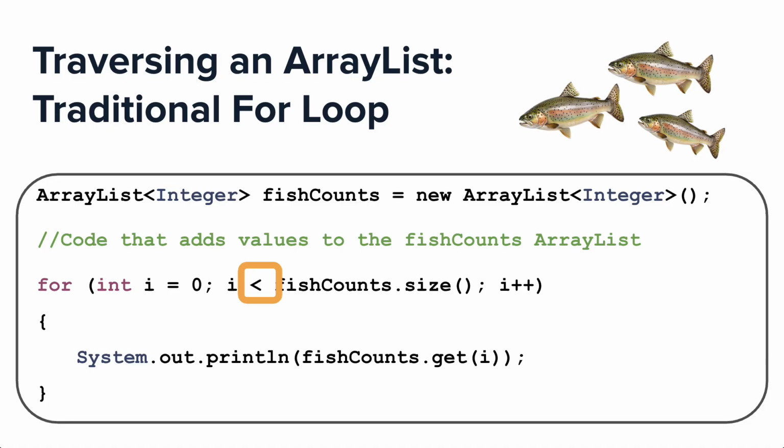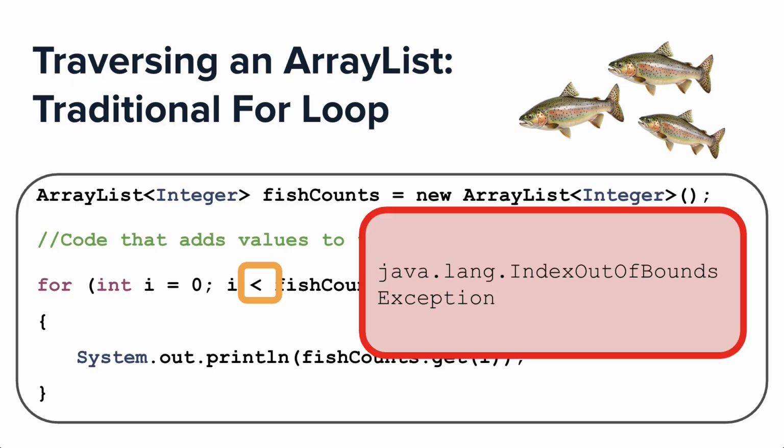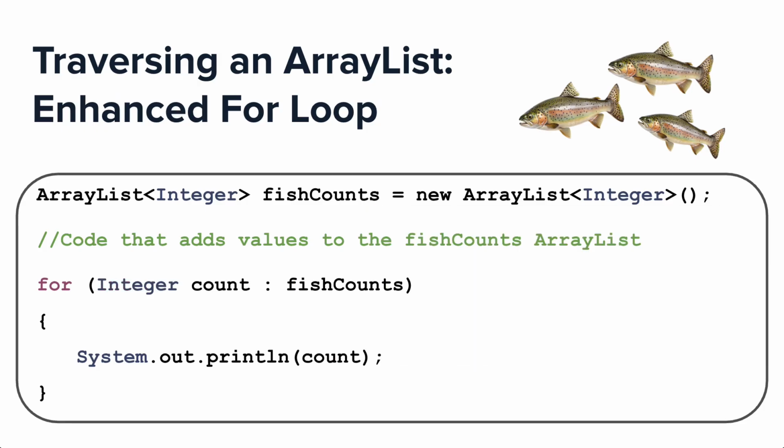It's important to remember that array list indices go from index 0 to index size minus 1. If you changed i to be less than or equal to fishCounts.size, you would experience an index out of bounds exception because the method would be trying to access an item in the array list that doesn't exist.